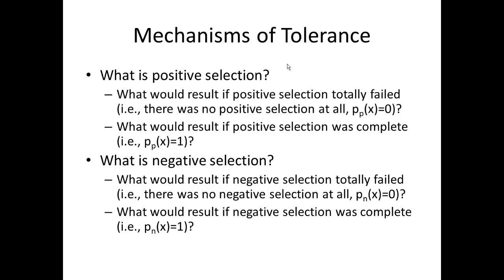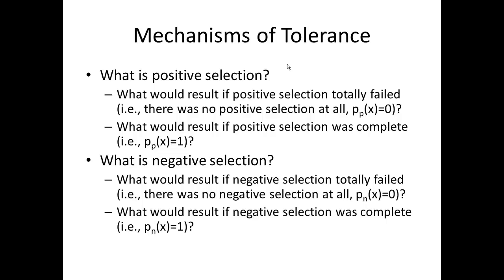So what would result if positive selection completely failed? That is to say that no T cells survived positive selection. Well, in that case, all the T cells that are going into the thymus to develop would die, and there would be severe immune deficiency. What would result, on the other hand, if positive selection was complete and every T cell that went into the thymus passed and was told, you're great, you did well enough, you can go on? Well, then a lot of autoreactive T cells would survive. They would then go on to negative selection.